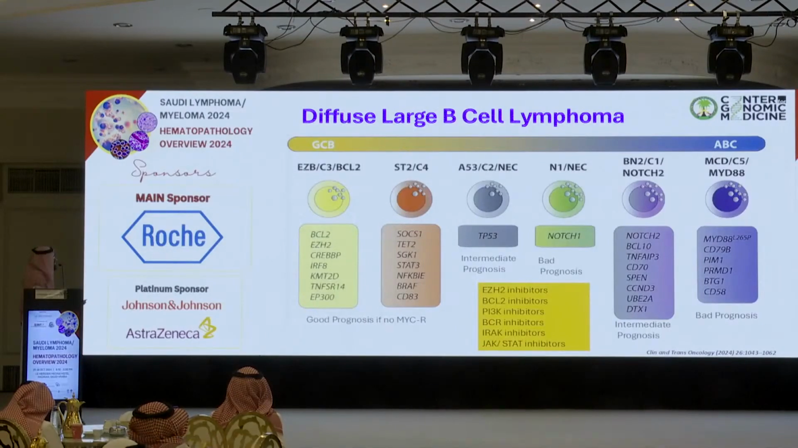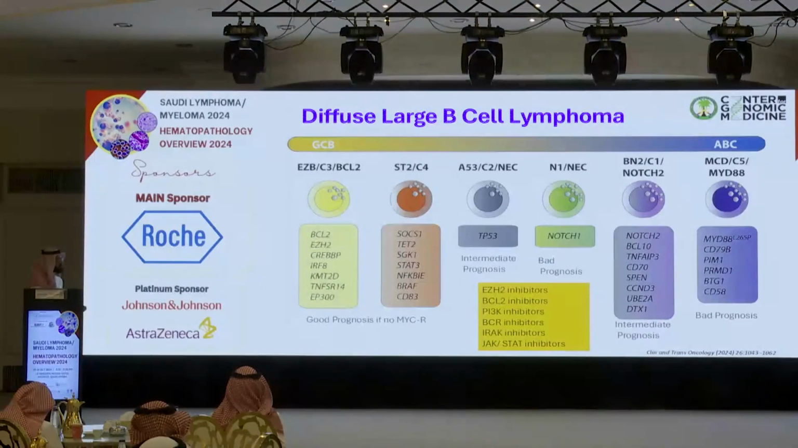So the first group is EZB, which has BCL2 and EZH2 and others. Then ST2, where you have SOCS1 and TET2. Then the TP53 group. Then the NOTCH1 group. Then the BN2, NOTCH2, and BCL6 rearrangement. Then the MYD88 and CD79B. These had bad prognosis, some intermediate prognosis, and this has good prognosis if no MYC rearrangement. Again, this is associated with GCB morphology, and this one with ABC morphology, or cell of origin.